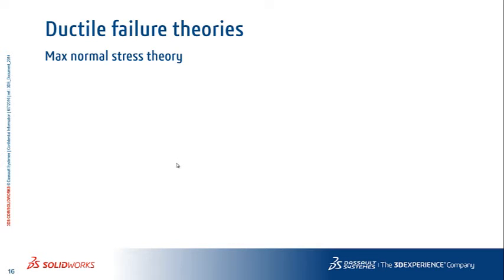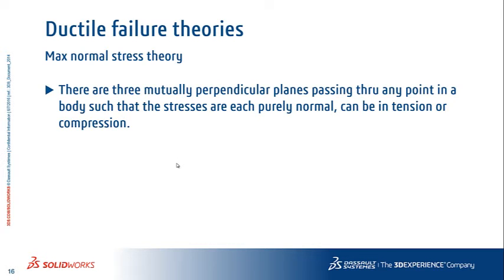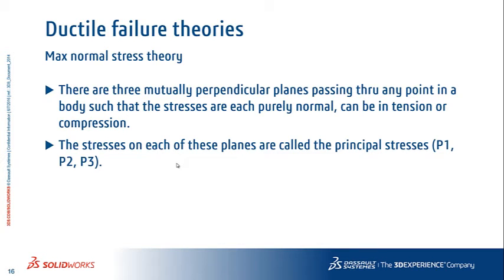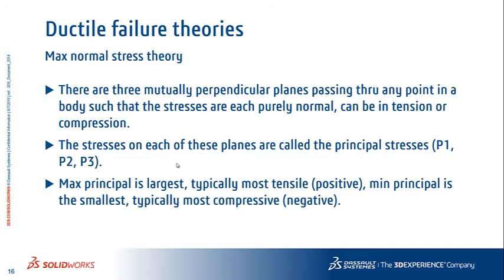Now, another ductile failure theory is the maximum normal stress. And maximum normal stress requires us to go back to strength of materials, or our first structural analysis class. Remember Mohr's circle basically tells us there are 3 mutually perpendicular planes passing through any point in a body such that the stresses are purely normal to that plane and can be in tension or compression. So the stresses that occur on those planes are called our principal stresses, P1, P2, and P3.